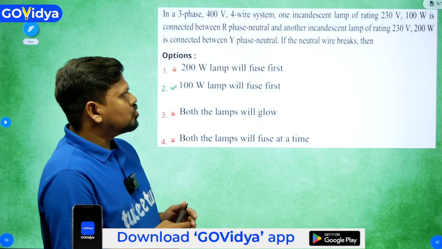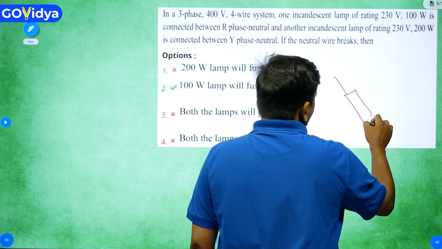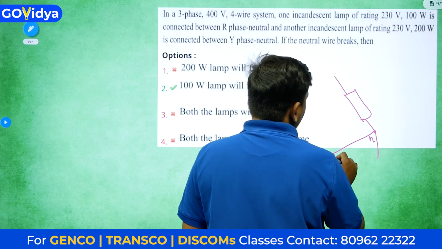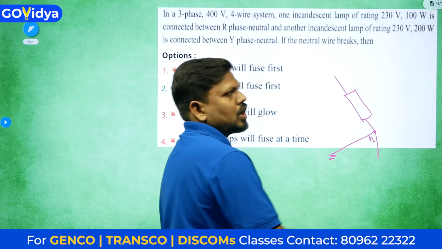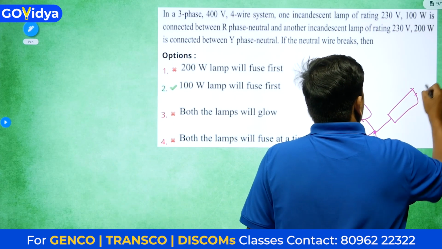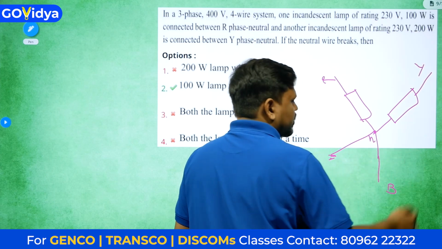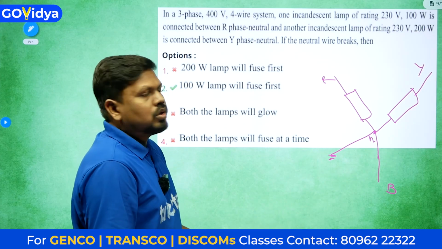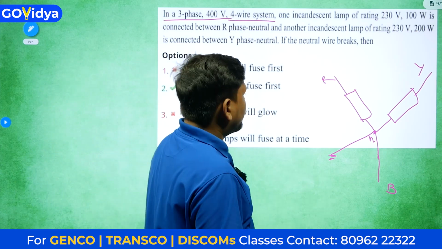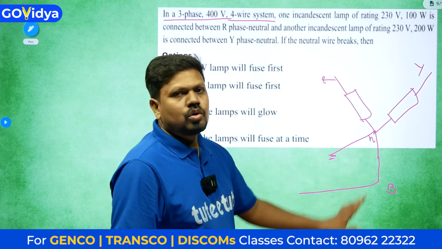So what is the use of this neutral? For example, this is R phase and this is the neutral. They have already mentioned a 4-wire system, so this is the neutral and it is going to the ground. On the other side, this is R phase, this is Y phase. B phase they have not mentioned anything, so there may be current flow. It is also connected to the system, but there is no load connected here.